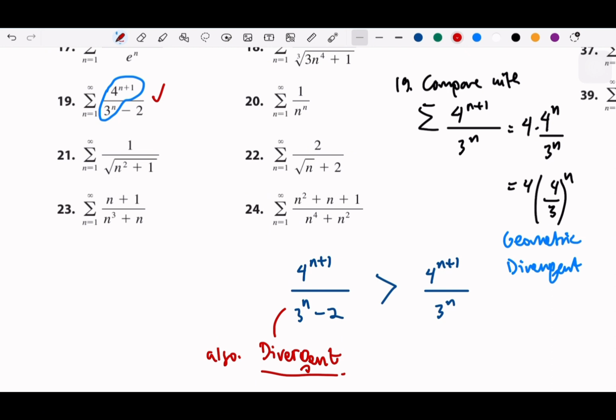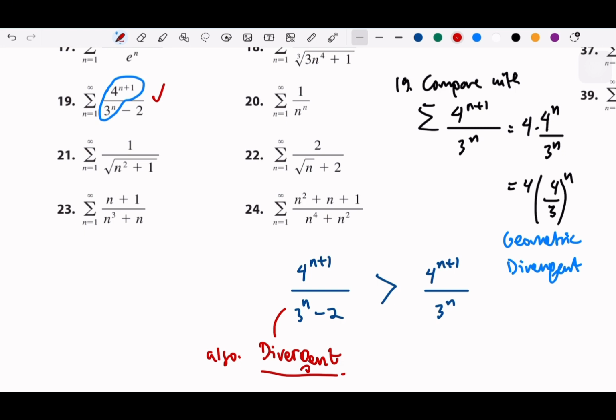Right? Sometimes it looks like this. If we can get this geometric, which you can see the ratio is greater than 1, which we know that it will be divergent. Direct comparison test is much easier to solve as long as you can satisfy the inequality.